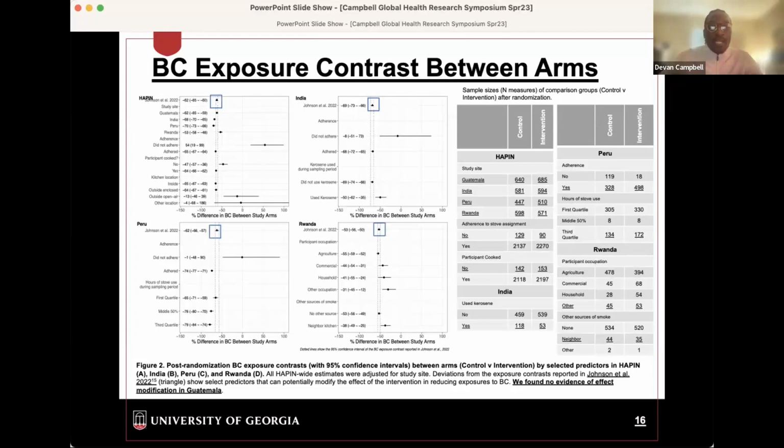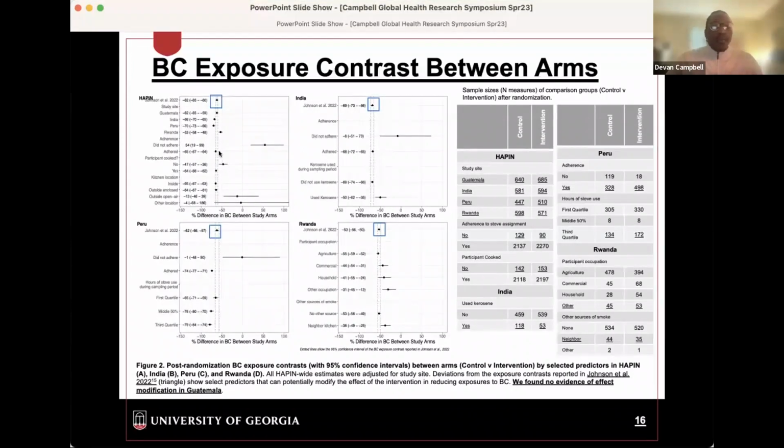These triangular dots here are the effect estimates that were reported in Johnson et al. 2022. These are the crude effect estimates for the exposure contrast between the control and intervention group. The dotted lines show the confidence intervals for the effect estimates reported in Johnson et al. 2022. Any deviations outside of this confidence interval provide evidence of potential effect modification for that contrast between the control and intervention group, according to the relevant subgroups that you see highlighted there.